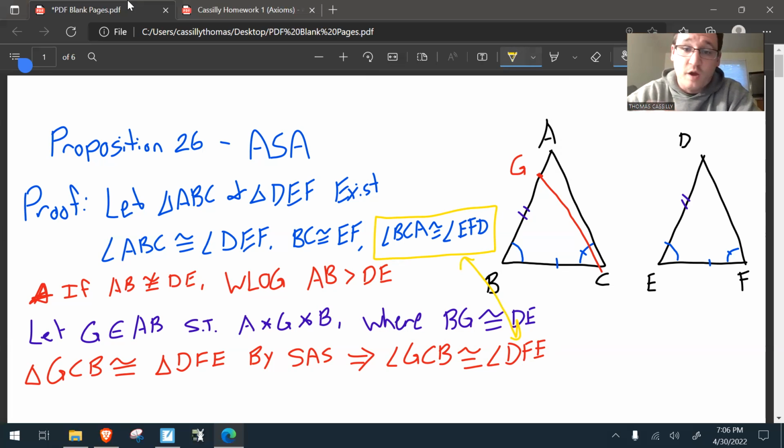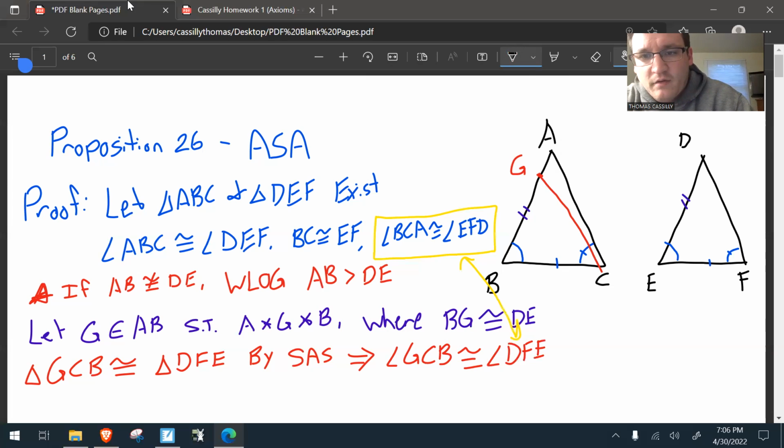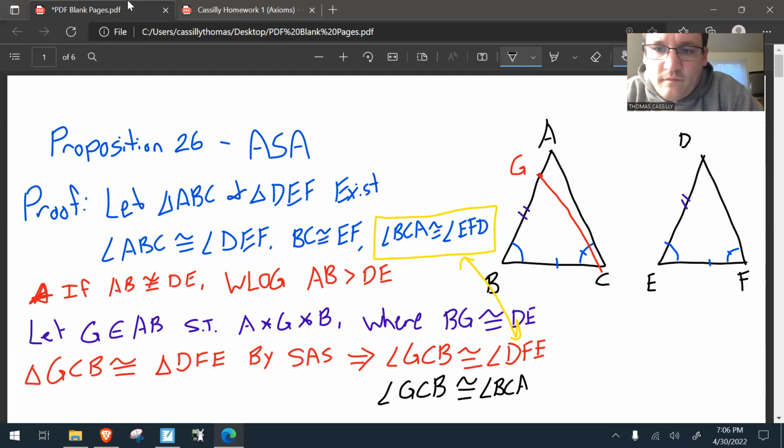All right, so what we can do is we can use our transitive property to tie these together. So I'll do a darker color here. I know that angle GCB must be congruent to ACB, or here, just for consistency, we'll call this BCA. All right, so we know GCB is congruent to angle BCA, and this is the transitive property. Okay, now from here, this is good. It's bad, but it's good.